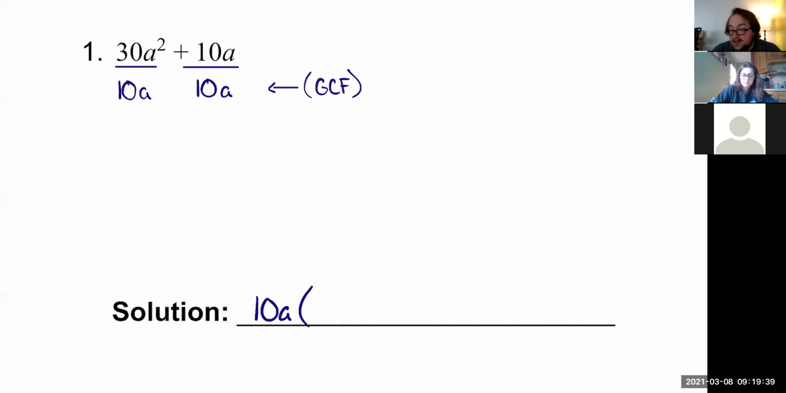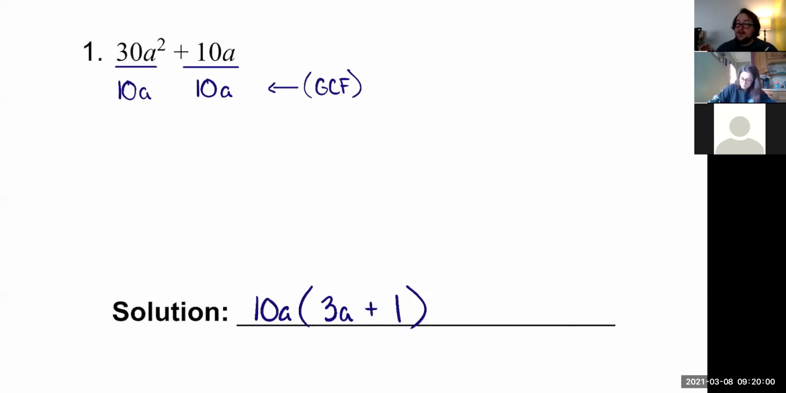30 divided by 10 gives me 3. a to the second divided by a gives me a. 10 divided by 10 gives me 1, and a divided by a is gone. There was an a there, we took it away. There's no more variables on the second term.